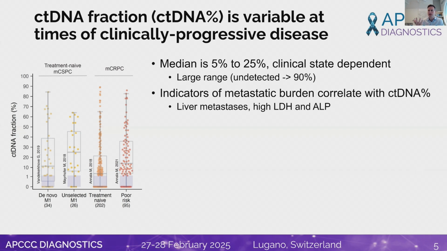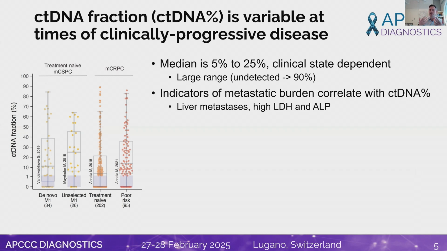So in prostate cancer, if you have metastatic clinically progressing disease, you can expect your cohorts to have a median of 5 to 25% ctDNA in their blood. It's somewhat clinical state dependent. If you take a really heavily pretreated cohort, late stage, you're going to see higher ctDNA fractions on average than an earlier stage cohort.